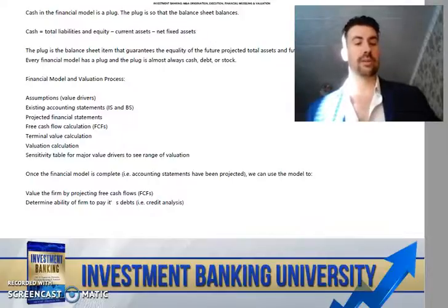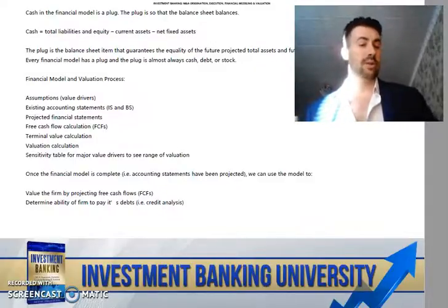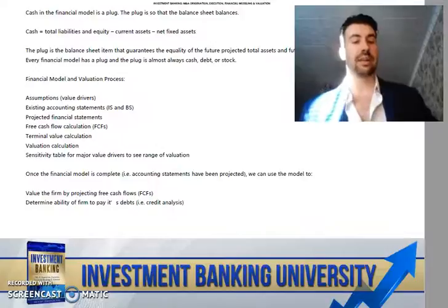So once the financial model is complete, i.e. the account statements have been projected, we can then use the model to value the firm by projecting free cash flows, and determine the ability of the firm to pay its debts, credit analysis.